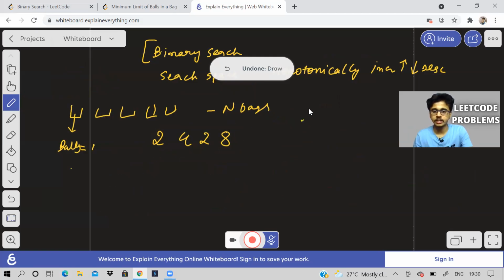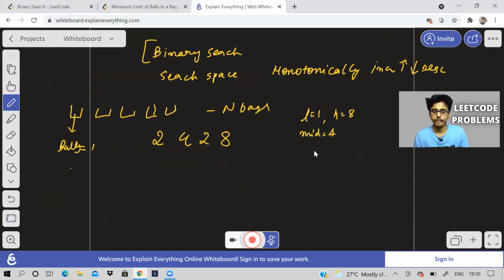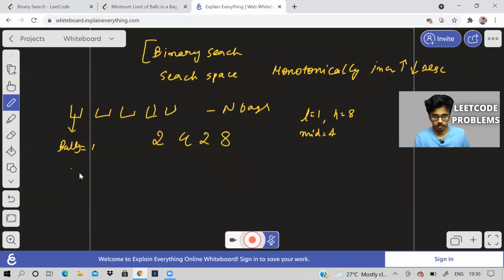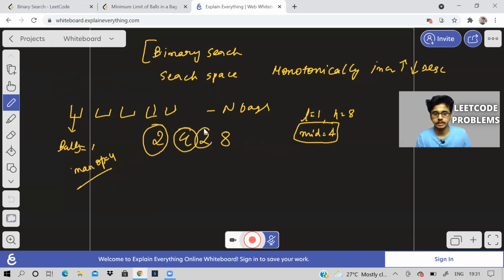Okay. So initially L is equal to 1, H is equal to 8. What is mid? Mid is equal to 4. And over here, max operation is 4, so given this is the input. Now mid is equal to 4, which means, can I do some number of operations such that the maximum number of balls in a bag will become 4 only? So see, this is already 2. I don't have to worry about this. This is 4, fine. This is 4, fine.